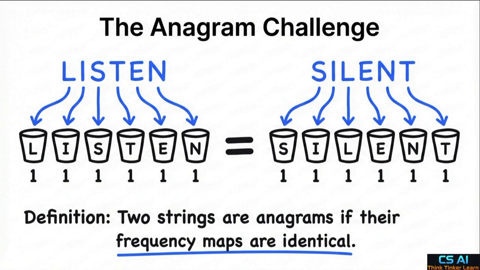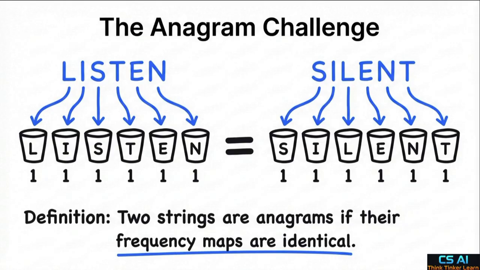Now let's apply our frequency map to a classic problem, the anagram challenge. How do we know if listen and silent are anagrams? By definition, two strings are anagrams if and only if their frequency maps are identical. If we break listen into buckets, we get one of each letter. If we do the same for silent, we get the exact same distribution. In our code, you can simply compare the two maps. If Counter(s1) double equals Counter(s2), you have a match.